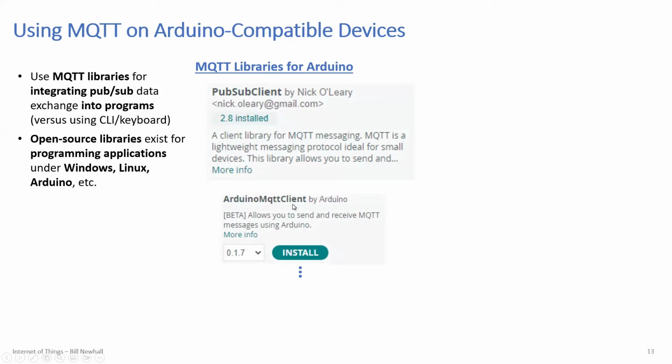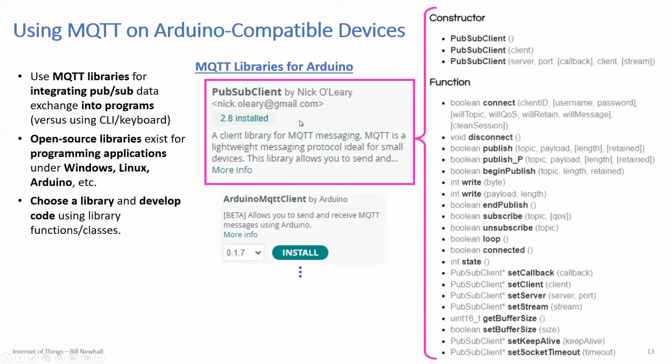So typically you choose a library and you develop your code using the library functions and classes. You'll see example code in lab. For example, this library is in C++. It has these constructors for an object and these functions that you use. You might recognize these from the process that we just talked about of connecting, disconnecting, and publishing and subscribing, and more that we didn't talk about.